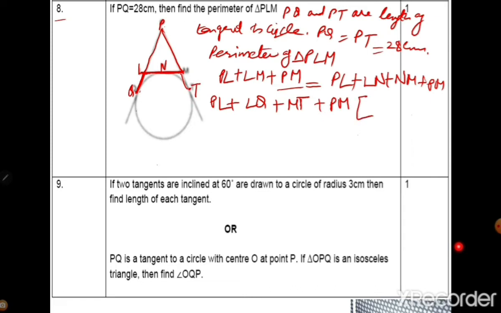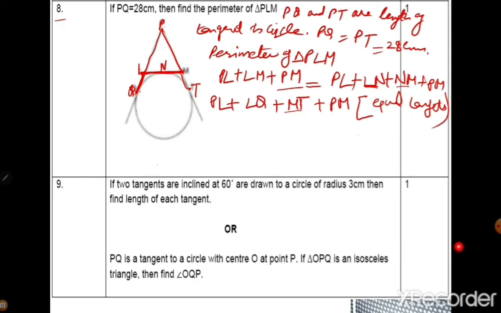Because children, this is again L, the external point, and Q is a point on the circle. Here LN and LQ are the equal tangents from external point L to the circle. So L and N are the equal tangents. We can say that LQ, why I am writing LQ in place of LN here and MT in place of NM, because equal tangents to the circle.